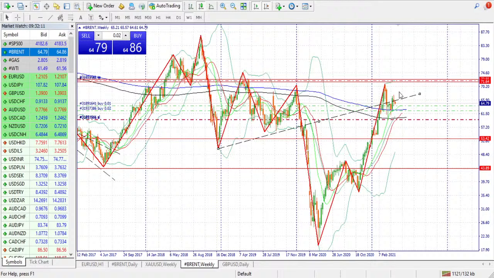Have your stop loss below, as I've said here. Expect price to continue up. It should break beyond 71.64. It should break above and pull back before we see a continuation upwards, at least up to this point, 86.57.